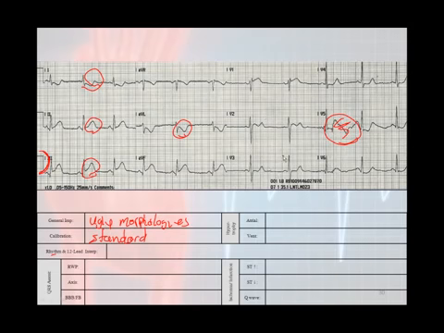What is our rate? 300, 150, 100, 75, 60. So it's actually a little slow. So we'll say that's about 58. There are P waves that are married to the QRSs. There's one P wave for every QRS. So we're going to say our rhythm is a sinus Brady at 58 beats per minute.